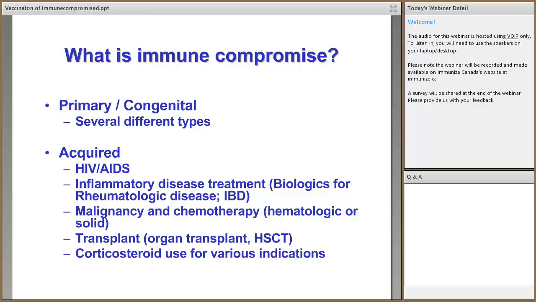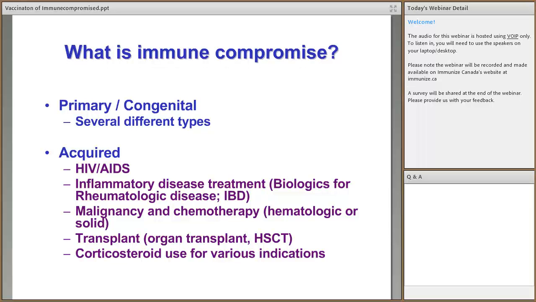or solid tumor malignancy. There are also transplants that occur. These could be organ transplants or hematopoietic stem cell transplants, which used to be called bone marrow transplants. And various people are on corticosteroids for all sorts of indications. All these lead to a certain degree of immune compromise. What I'll be discussing today are primarily the acquired immune compromising conditions, and those are highlighted for you.